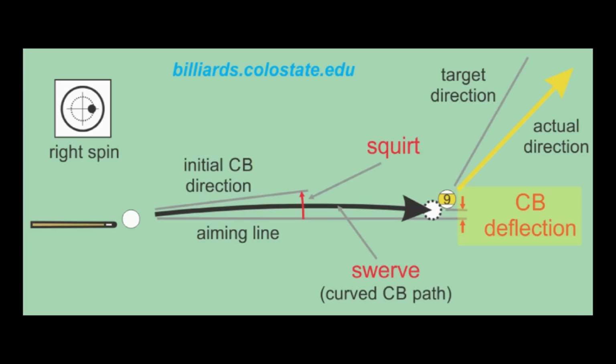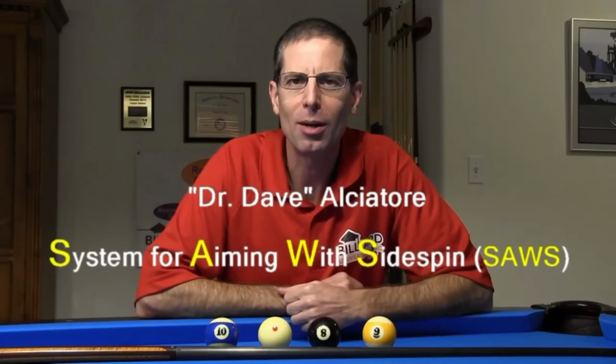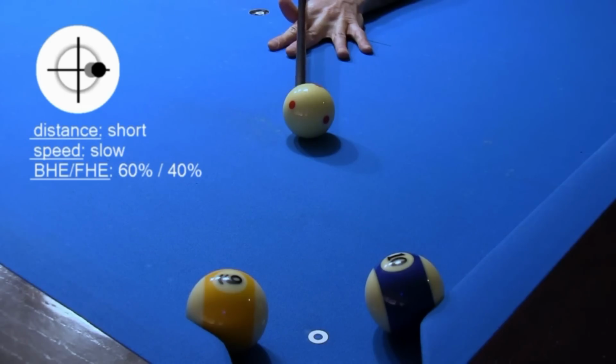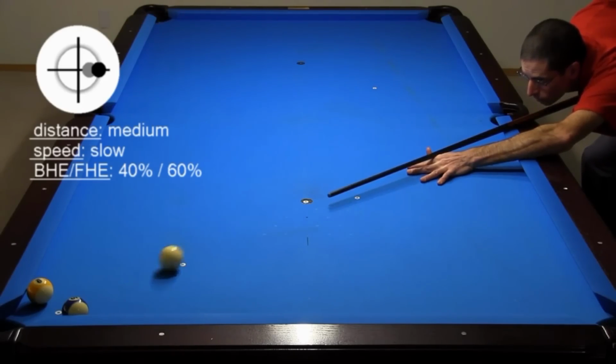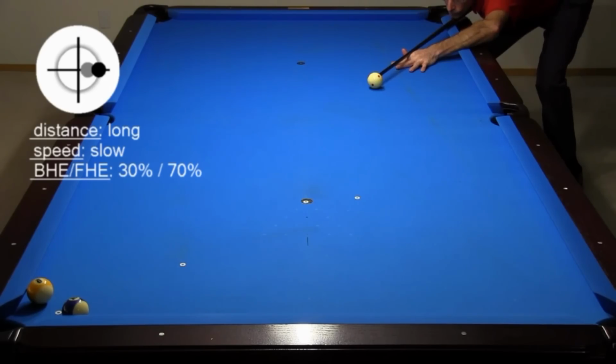Obviously, to aim effectively when using sidespin, you need to know how to compensate for these effects. As shown in my System for Aiming with Sidespin video, you need to aim very differently for shots of different speeds and distances. And it can take many years of successful practice and experience to develop the feel necessary to make all these adjustments intuitively.